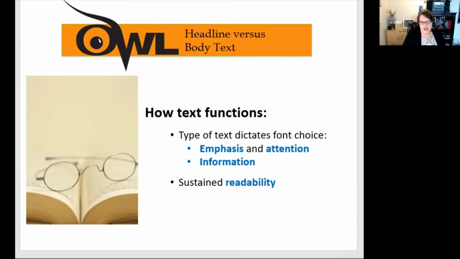You need your type to be readable, especially if it's a formal academic essay, right? So you as a designer should think about the context of the publication or project, as well as the purpose behind the project and which fonts will improve the ethos. You have to consider the cultural and visual associations. So how text functions, the type of text dictates the font choice. We have emphasis and attention, and then we have the information. And we also want there to be sustained readability.